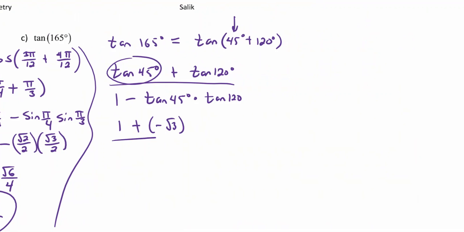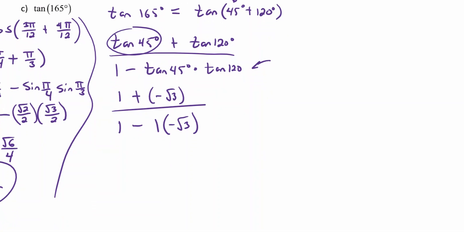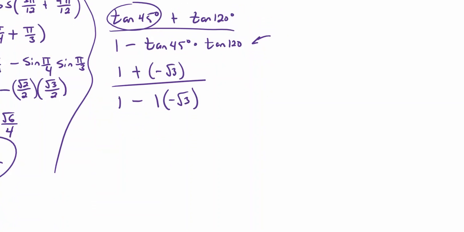And then that's over, so now I'm just doing the bottom. That's going to be 1 minus, and then tan 45 again is 1, times tan 120, which is negative root 3. All right, so now let's clean that up a little bit. This is the same thing as 1 minus root 3 over 1 plus root 3.